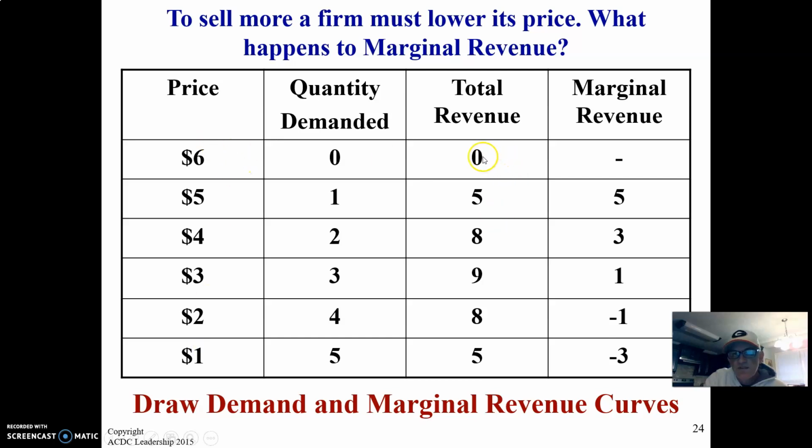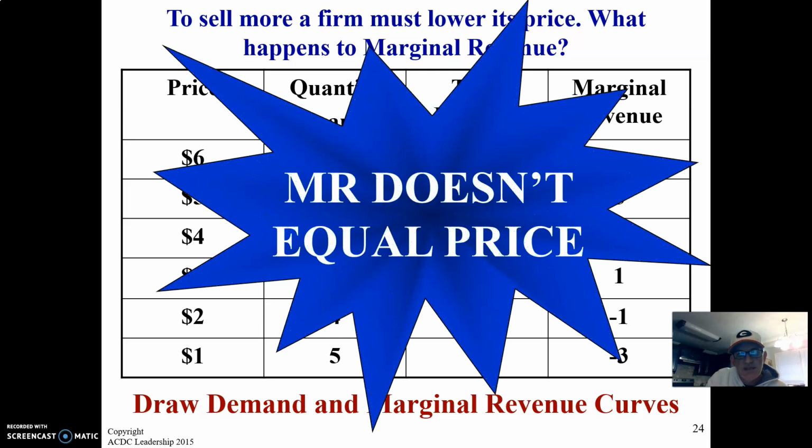We went from 0 total revenue to $5. So our marginal revenue was 5. We went from 5 to 8. Marginal revenue is 3. 8 to 9 is 1, and then it actually ends up going negative, and we'll talk about that here in a little bit. So if we were to draw the demand and the marginal revenue curves right now, we would get our monopoly gang sign. Okay, marginal revenue does not equal the price.